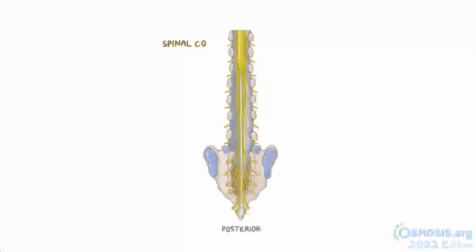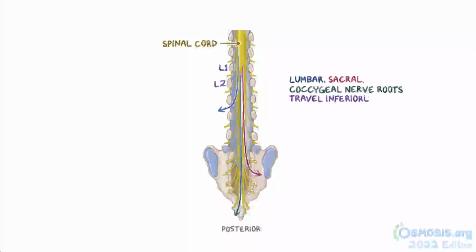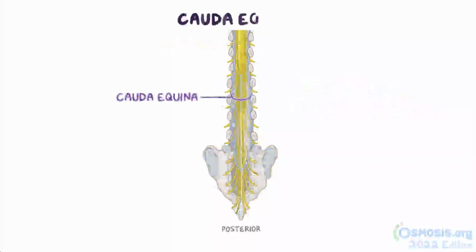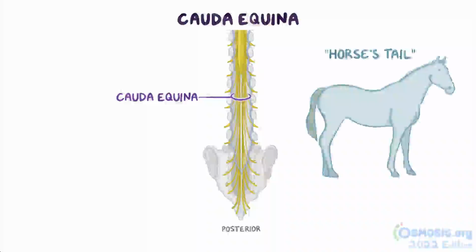Now, since the spinal cord only extends to the L1, L2 vertebral level, the lumbar, sacral, and coccygeal nerve roots travel inferiorly through the remaining vertebral canal to reach their respective openings. In doing so, they form a bundle of nerve roots inferior to the spinal cord called the cauda equina. Fun fact, cauda equina is Latin for horse's tail, due to the fact that this bundle of spinal nerve roots resembles the hair of a horse's tail.